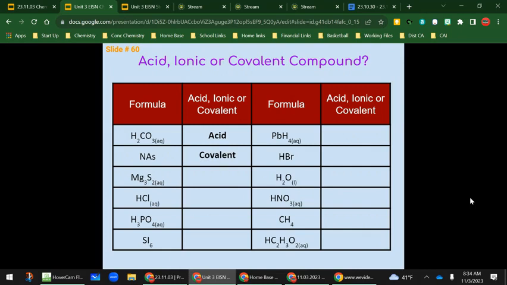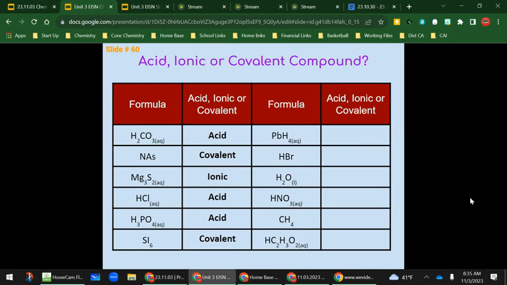The next one, Mg3S2. Acid? No. It does have aqueous after it, but what doesn't it begin with? Doesn't begin with hydrogen. So what is this? That is ionic because it is beginning with a metal. Okay? HCl(aq). Acid. H3PO4(aq). Acid. Si6, covalent. Why? Nonmetal beginning the compound.